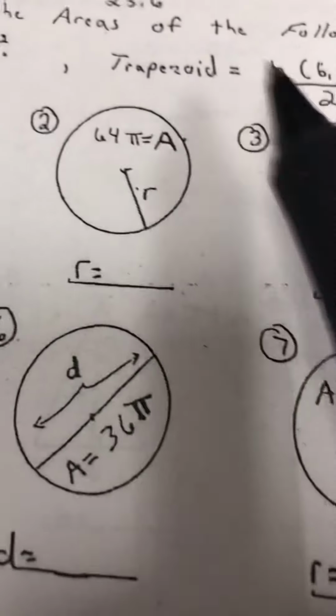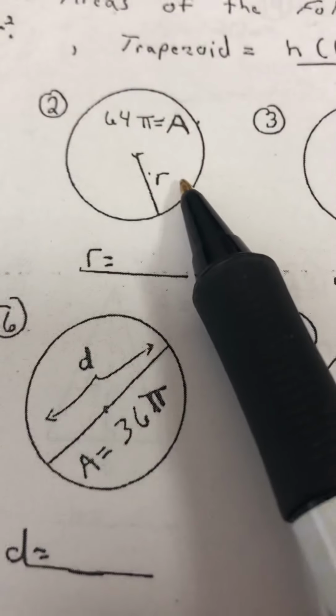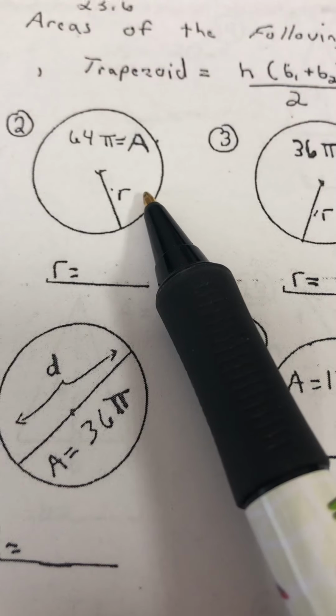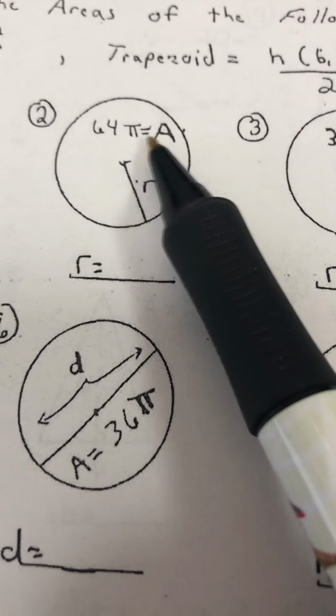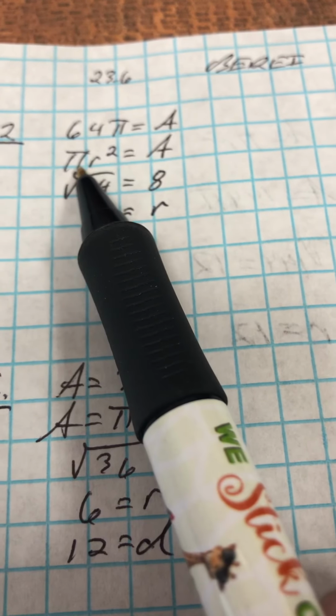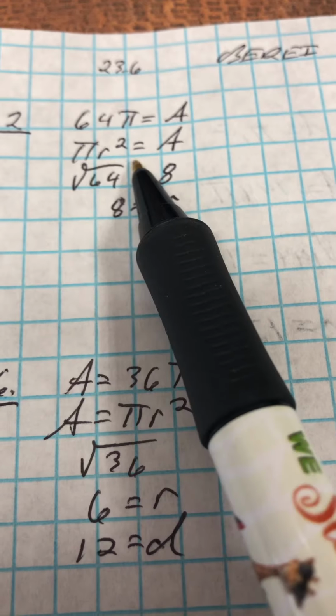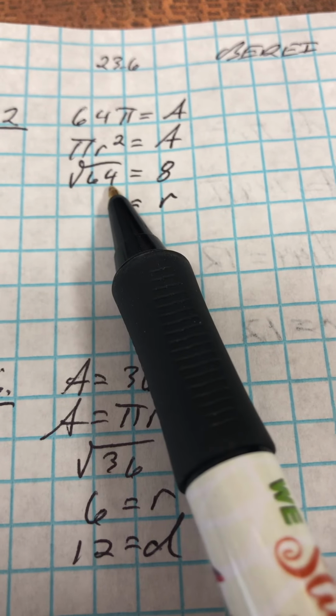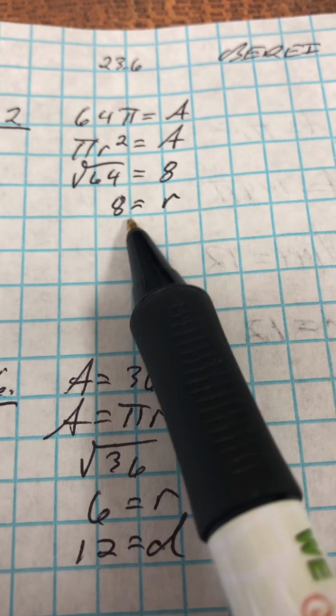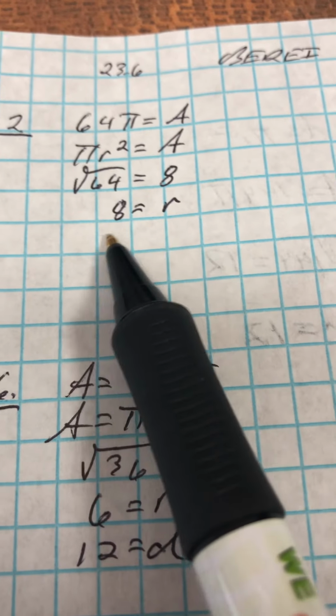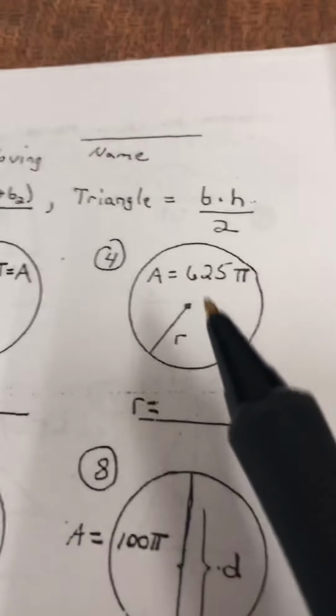23.6, you're given the answers and you have to find the radius. So for this one, I know that 64 pi is the area. So if it's 64 pi, that is pi r squared, so this has got to be r squared. So I take the square root of r squared, which is 64, which gives me just plain old r, which is 8. Same thing for number 4.